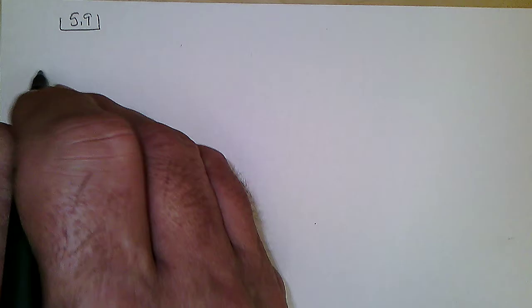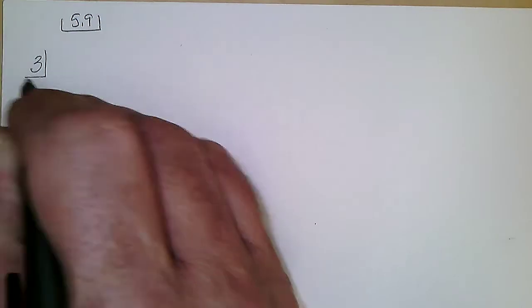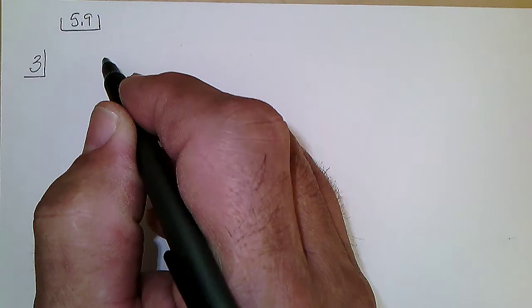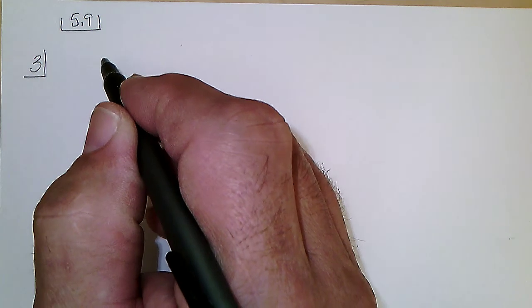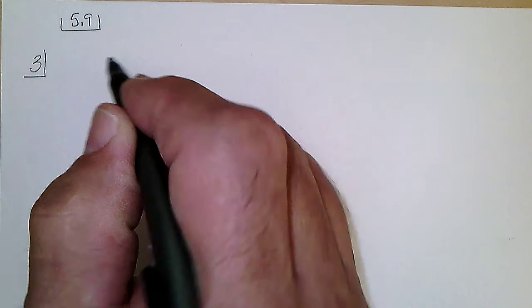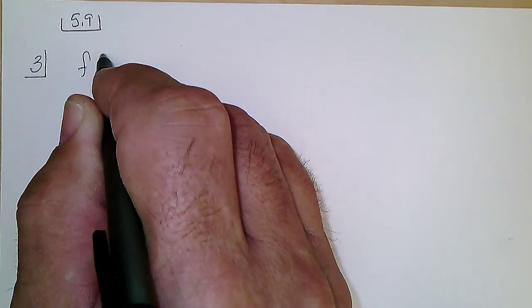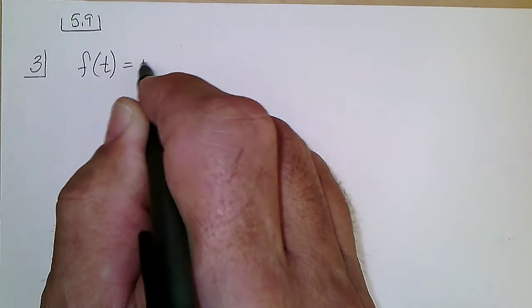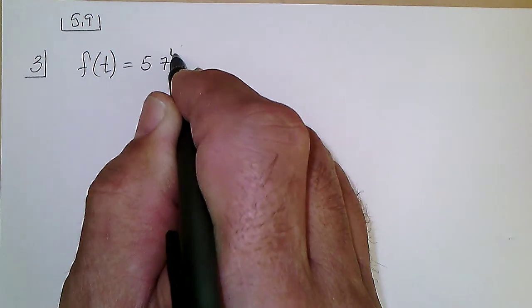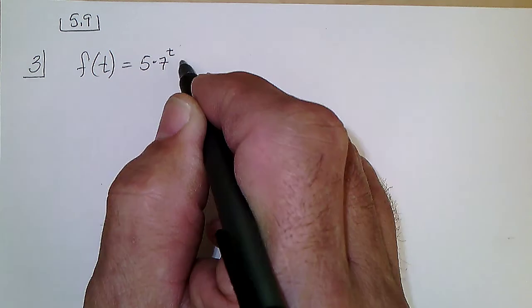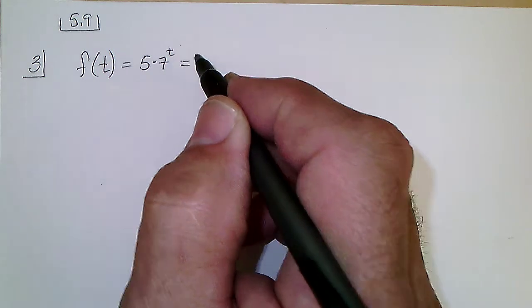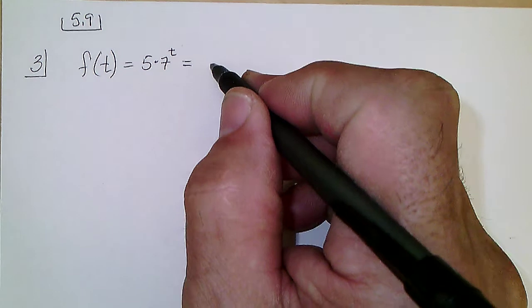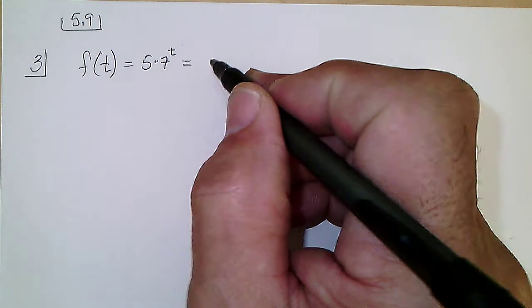Nine, and several of you are having trouble with a lot of these problems, so I'm going to do quite a few of them here. So number 3 says that we want to write f of t, which is given as 5 times 7 to the t, as a function of something times e to the kt.